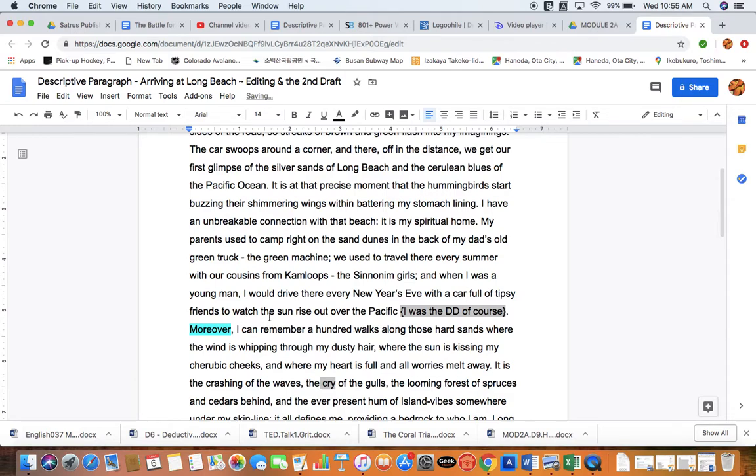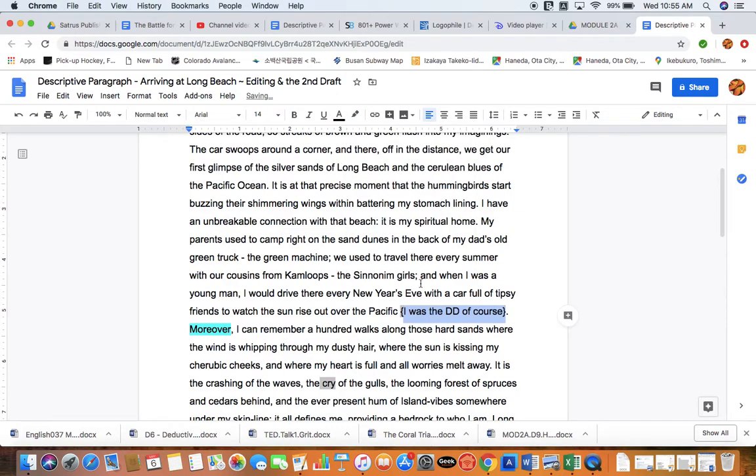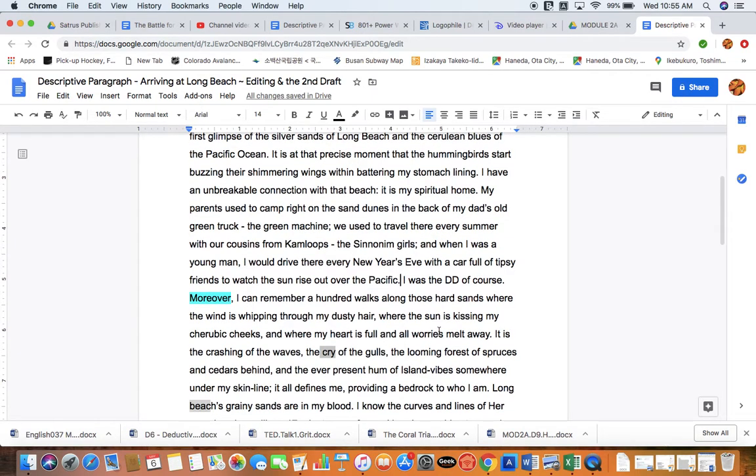Full of tipsy friends to watch the sunrise over the Pacific. I was the DD, of course. And this is true. I actually did this for several years in my 20s, where I wouldn't drink during New Year's, and I would instead wait until the party was over, and then I'd ask all my friends who wants to pile in the car with me and go to Long Beach, and we did this. It was a tradition. Okay, we watched the sunrise for the first day of the new year out by the Pacific Ocean, which was really beautiful.